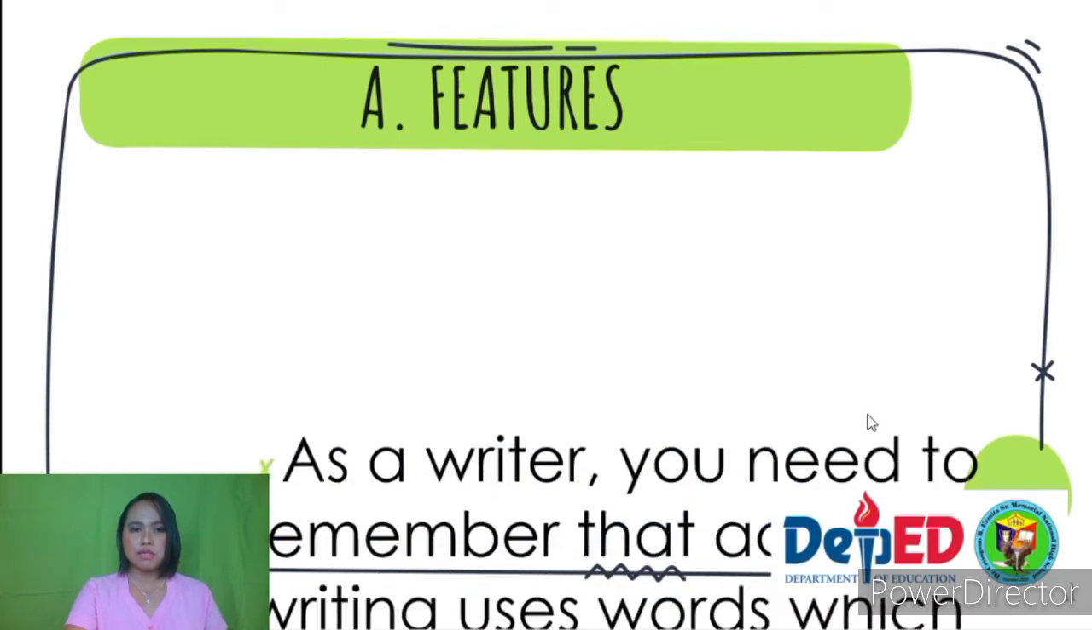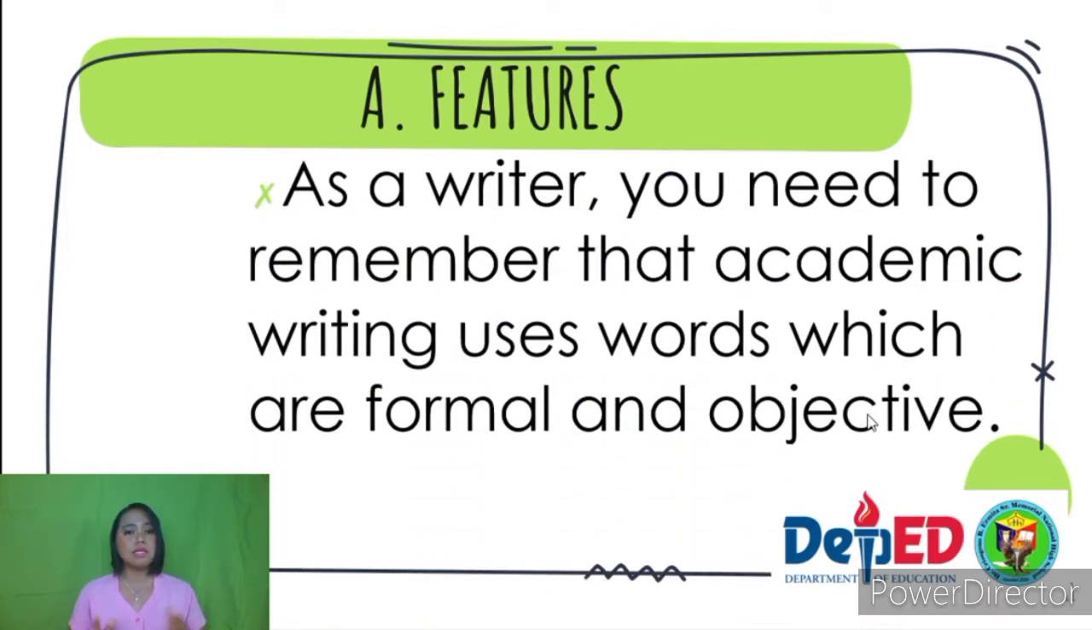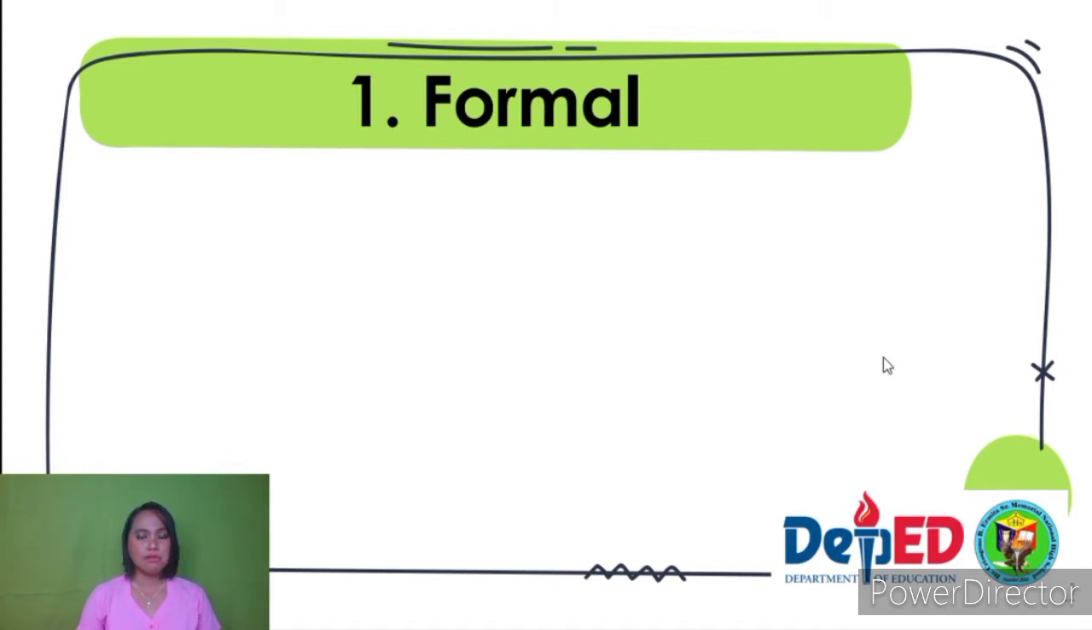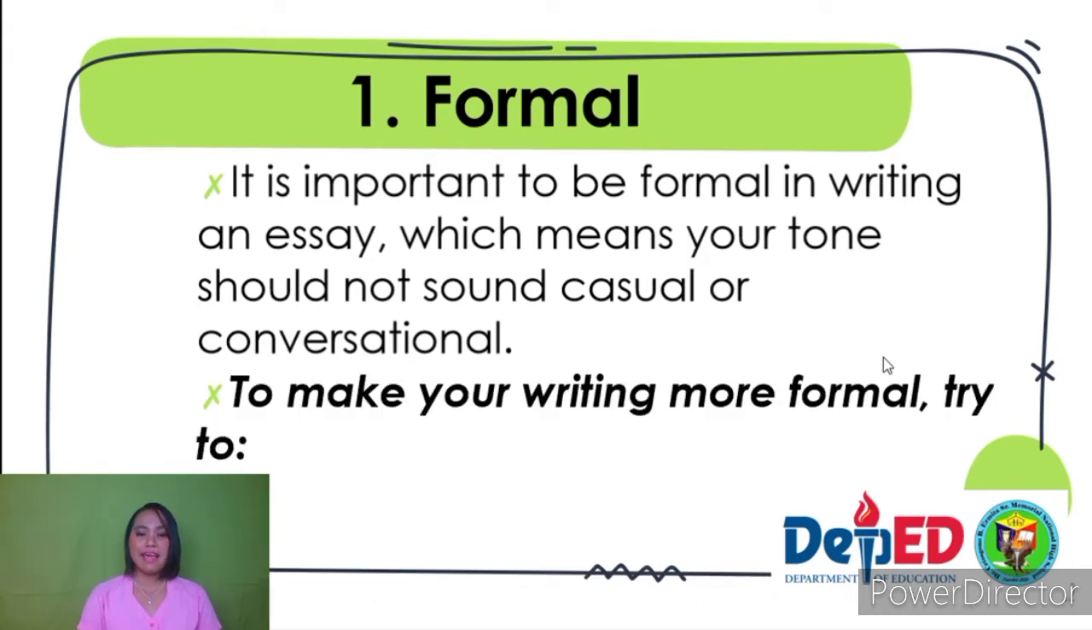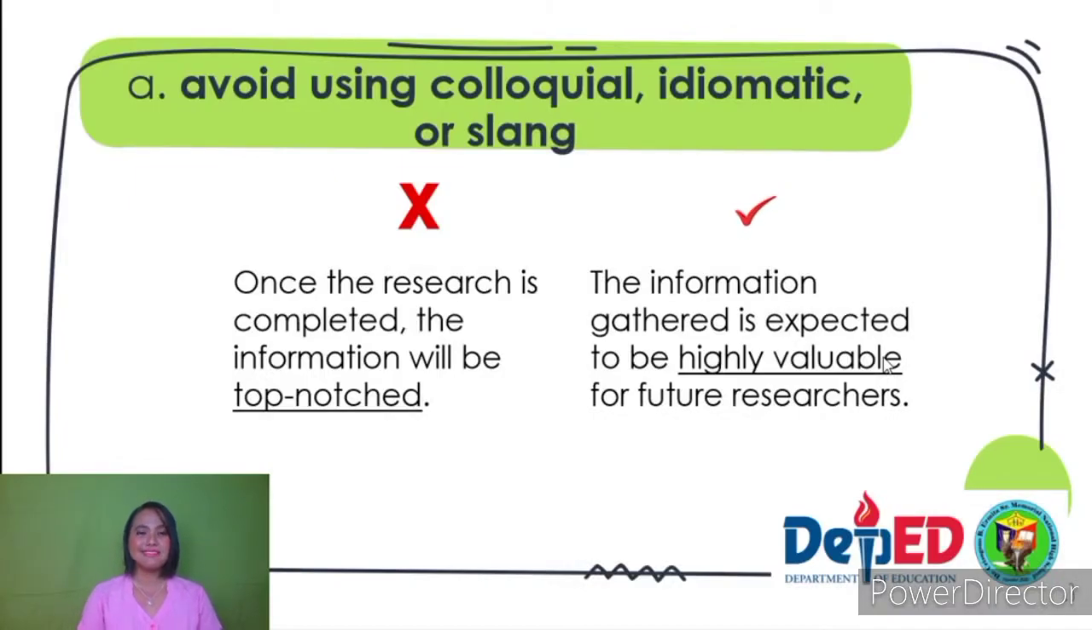We have 8 features. As a writer, you need to remember that academic writing uses words which are formal and objective. The first feature of an essay is formal. It is important to be formal in writing an essay, which means your tone should not sound casual or conversational. To make your writing more formal, try to avoid using colloquial, idiomatic, or slang words.